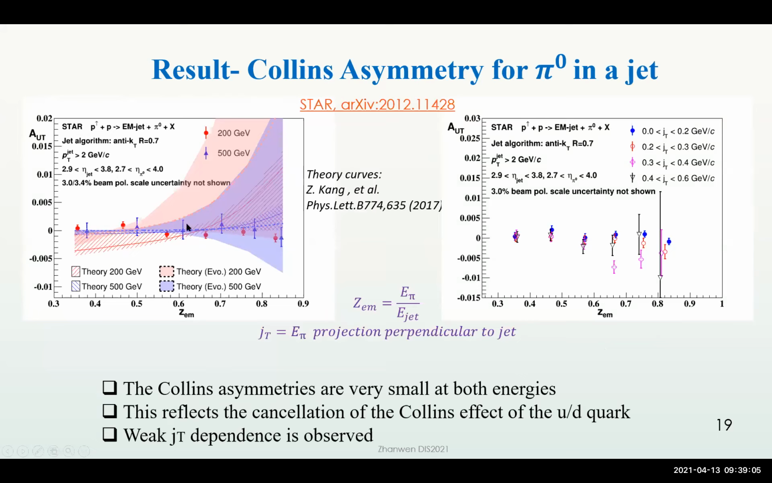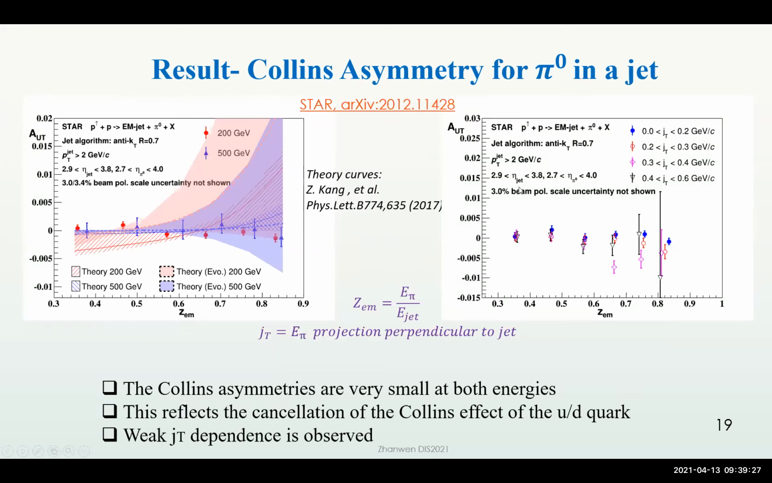So at the left plot, they're consistent with 0 for both energies. And the theory gives the impression that they also include this AN equals 0 line. So consistent because they have very large uncertainty.